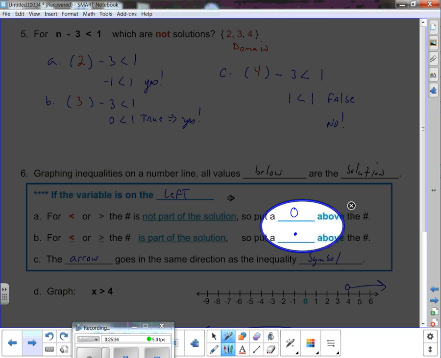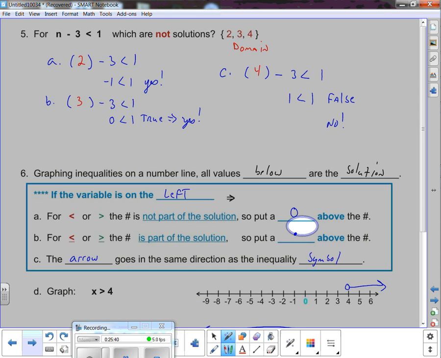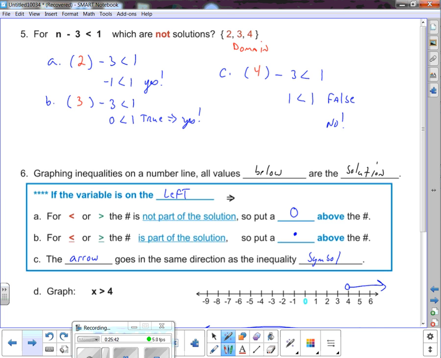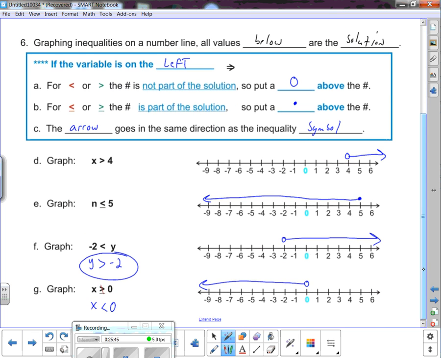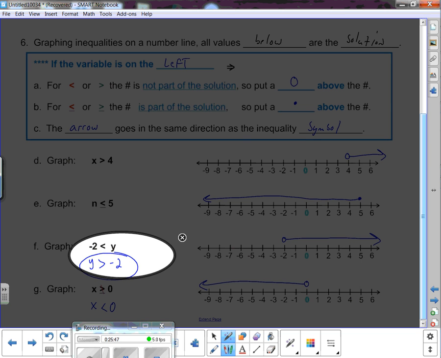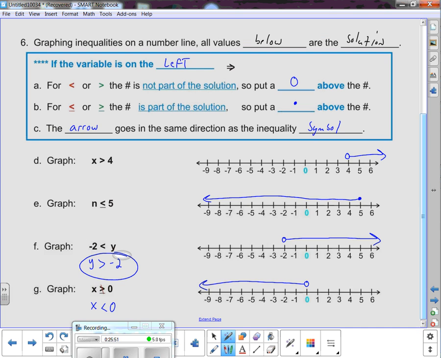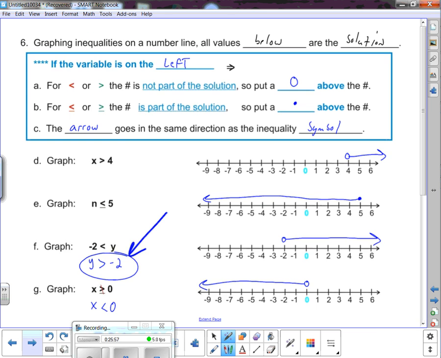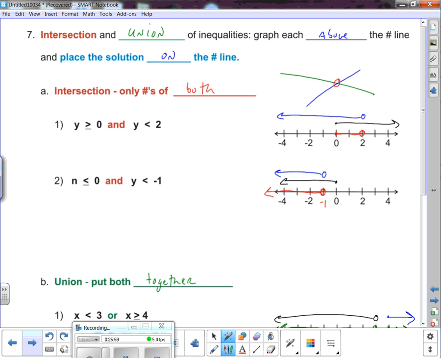Don't forget, circle above for less than or greater than. If the line's underneath, the number's included, then you put a dot above. Arrow goes in the same direction as the inequality. Beware of this one. Students often get it wrong because they don't bother to write the resulting inequality. They don't swap the sides and reverse the inequality symbol. Be careful with that. And then your intersection and your union.